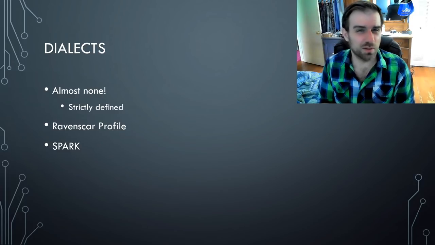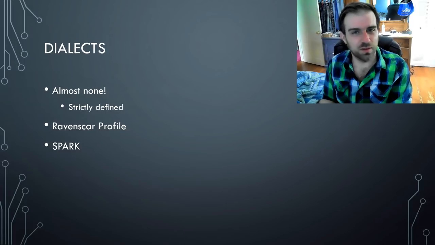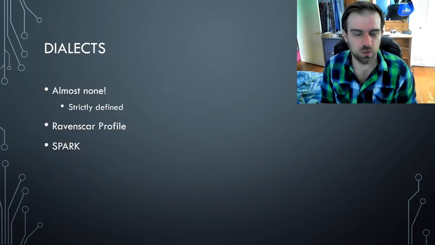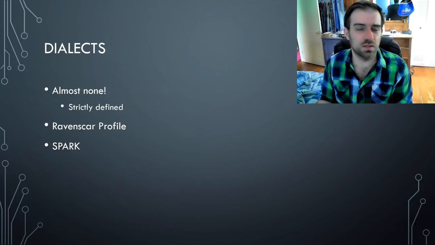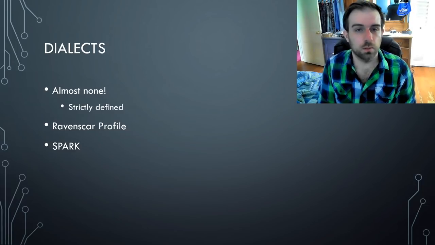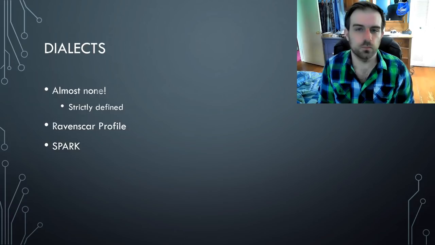Even still, Spark is pretty well defined. So if you have one compiler vendor that implements Spark and another that implements Spark, chances are everything will work cleanly between the two. And Spark was even designed in such a way that its additions would not cause a compilation to fail on a compiler that did not implement Spark.